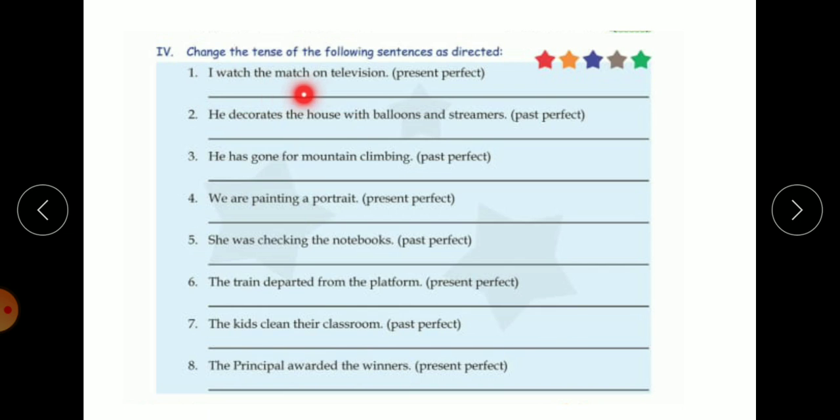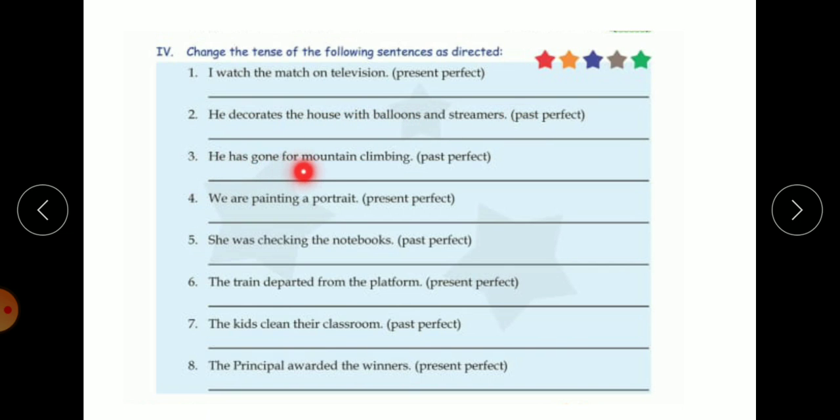Now, I watched the match on television. What is the verb? Watch. So this will be changed to the third form, watched. But before that you have to put has or have. So I के साथ have जाएगा. So I have watched the match on television. Now, he decorates the house with balloons and streamers. What is the verb? Decorates. Change it into the third form, decorated, and in past we use had. So he had decorated the house with balloons and streamers.